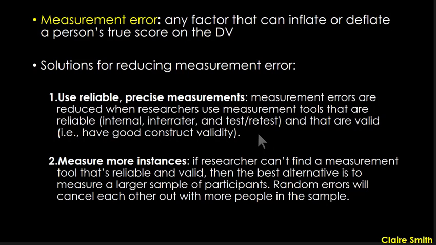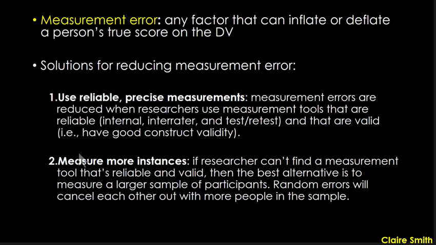So you want to make sure they are reliable: internal, inter-rater reliability, test-retest. If these terms are unfamiliar to you, you need to go back and review. So different types of reliability we already talked about for measurements, important. And then we want to make sure they're valid, so they have good construct validity.